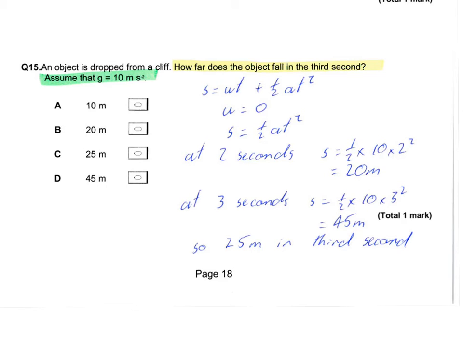So at 2 seconds, taking g equals 10, s is a half times 10 times 2 squared. That works out to 20 meters. At 3 seconds, a half times 10 times 3 squared, which works out as 45. So the distance that's travelled in the third second, from the end of 2 seconds when it was at 20 meters to the end of 3 seconds when it was at 45, is the difference, which is 25 meters, which makes the answer C. So that's the Mechanics Homework Booklet questions 14 and 15.